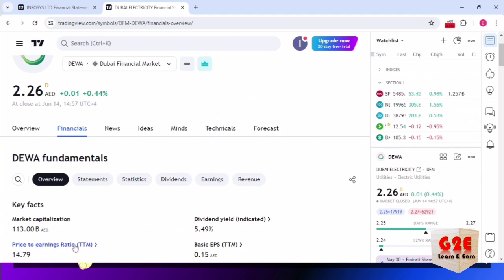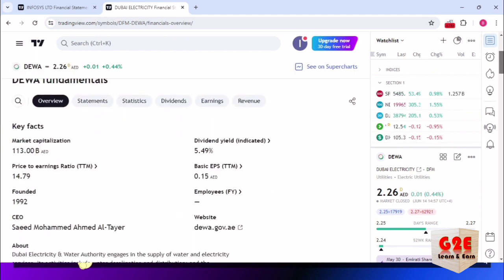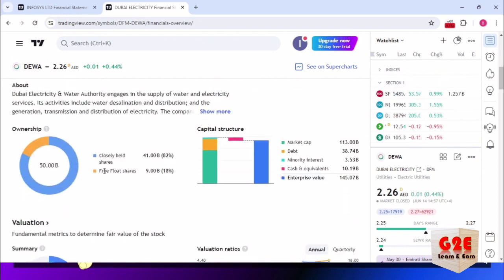So this is the way you need to identify how to calculate market capitalization, and what free float and closely held shares are from an ownership point of view. I think this information will be helpful for you.